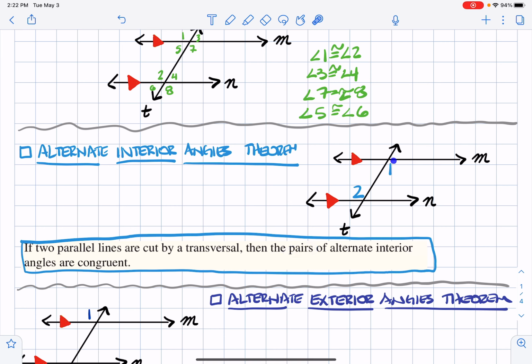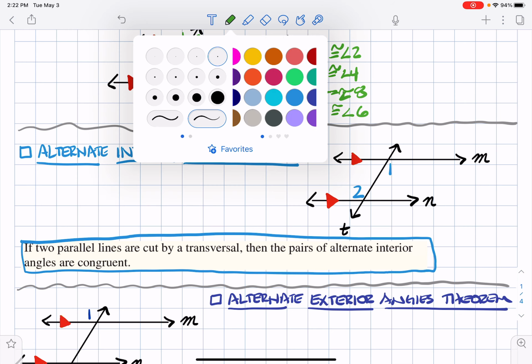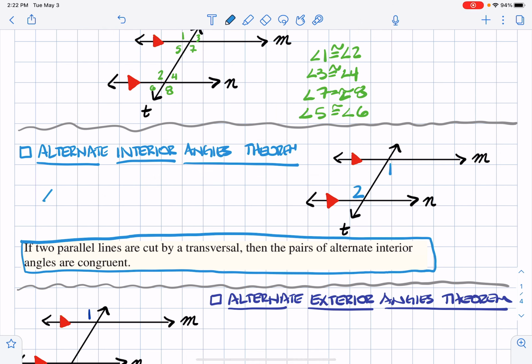So what that means is, like angle 1, for example, and angle 2, those are alternate and interior, so therefore they're going to be congruent. So angle 1 is congruent to angle 2. And similarly, if I named this angle 3 and this angle 4, then I would also know that angle 3 is congruent to angle 4. And that's because of the alternate interior angles theorem. That's the second theorem.